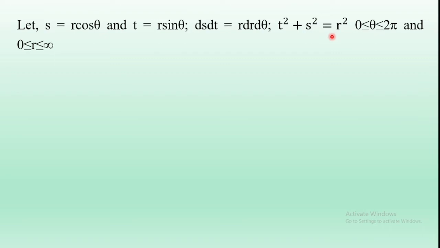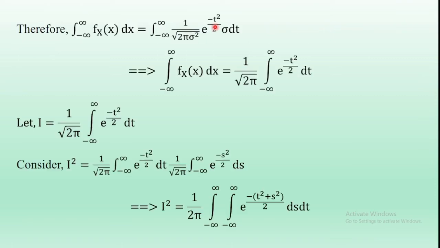And theta varies from 0 to 2 pi, and small r varies from 0 to infinity. So these are the considerations from the polar coordinate system. Applying these considerations into the above expression, the RHS of this expression.